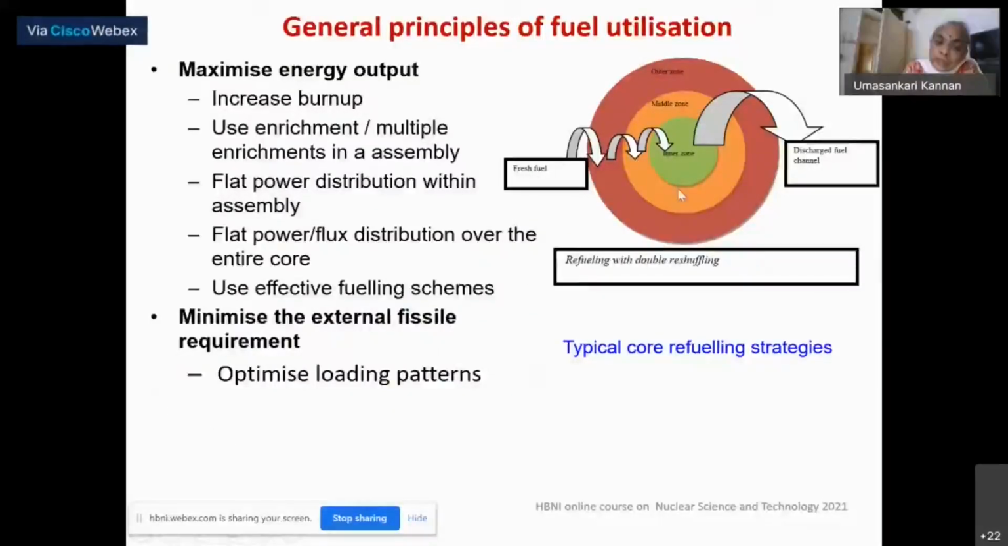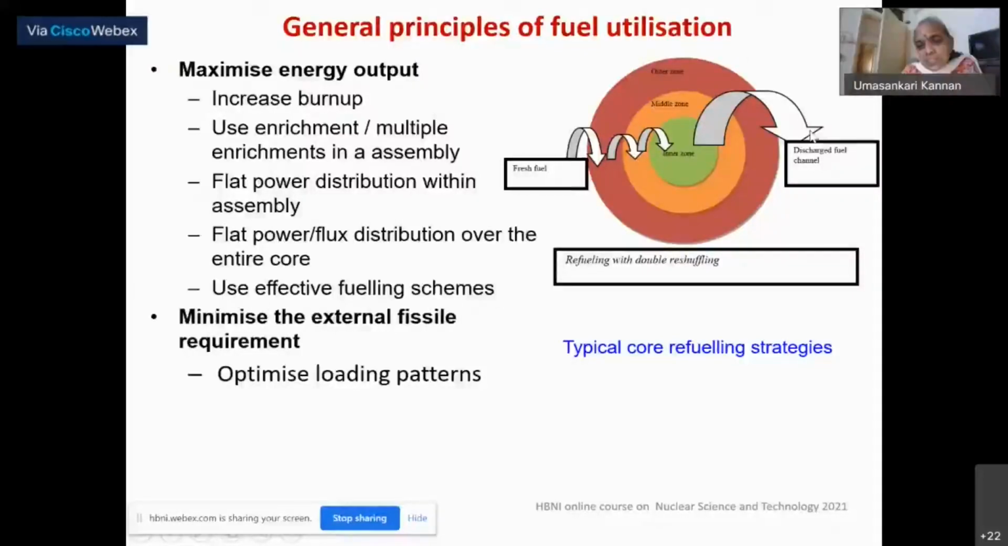Now, what do we do for fuel management? The basic principle again is to maximize the energy output and increase the burnup, using the enrichment or multiple enrichments in a fuel assembly. I told you that in a PWR, we have 3 to 4 different enrichments. The aim is to get a flat power distribution in the fuel assembly so that you can extract maximum power out of it, and also a flatter power or flux distribution in the entire core. All this requires effective fueling schemes.